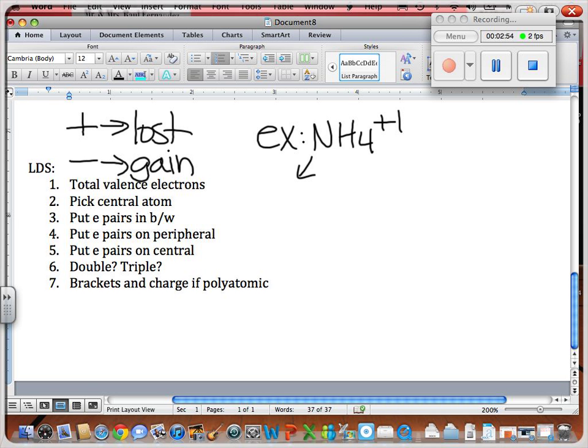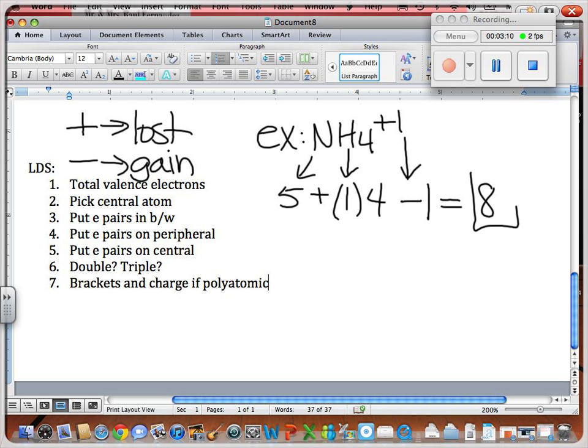N is in group 5, so it has 5, plus H is in group 1. There's 4 H's. Now in this case, it's a positive 1, which means that I've lost an electron. I'm going to subtract 1, which gives me a total of 8 electrons. And now I proceed again, business as usual. Pick a central atom, which is N. H's go around it. We're going to put the pairs in between. I see I've drawn my 8.